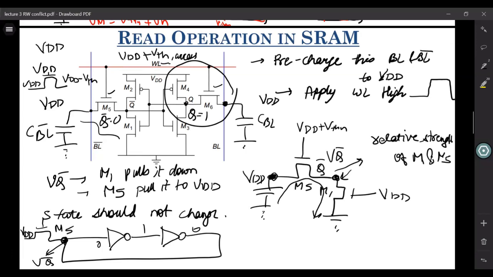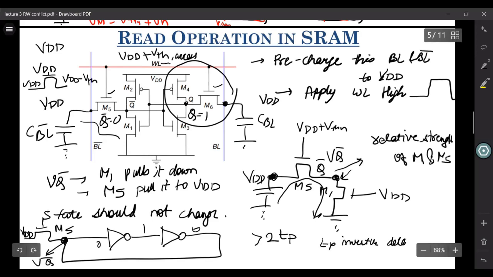Now when does this trigger or overpower this bistable element and switch it? When does this happen? As I told, when you apply this VDD for a time period which is more than 2 times TP, where TP is the inverter delay, it will force it and it will change the state of this. Now we don't want that, right? Because we are reading the device and we don't want the state of the device to change. So what should we do?